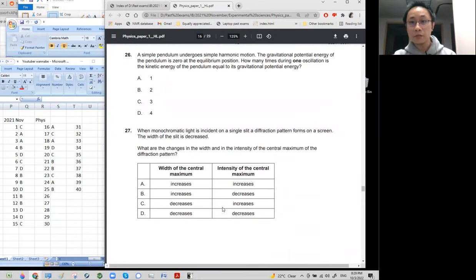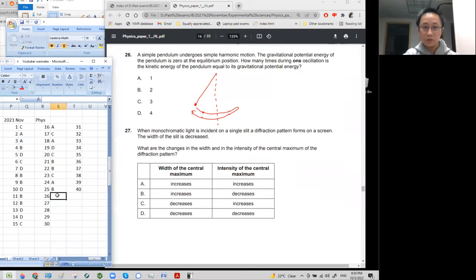26, a simple pendulum undergoes simple harmonic motion. GPE is 0 at the equilibrium position. How many times during one oscillation is the kinetic energy of the pendulum equal to this GPE? So what is one oscillation? One oscillation can be like this. And there should be 1 point, 2 points, 3 points, 4 points during one cycle where the two energies are equal to each other. So the answer should just be D. Interesting question though, never seen this before.